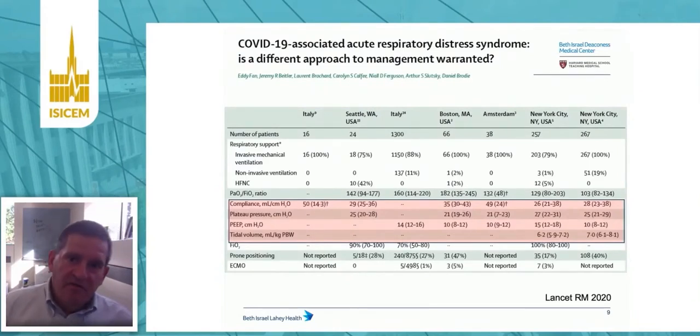This paper by Eddie Fan and colleagues summarized up until the point of publication the compliances reported in the literature for COVID-19 patients. And you can see that on the top line of the bolded area. So compliances ranged from 26 to 50 across multiple case series. Again, compliances which are not significantly different from those reported in case series of patients with acute respiratory distress syndrome. The plateau pressures were relatively low, and the PEEPs that were applied to these patients were well within the range of typical ARDS.